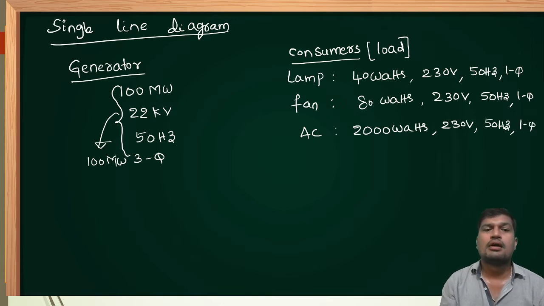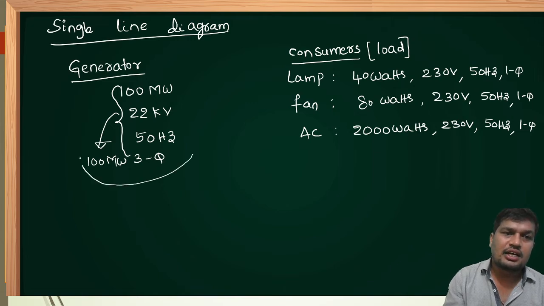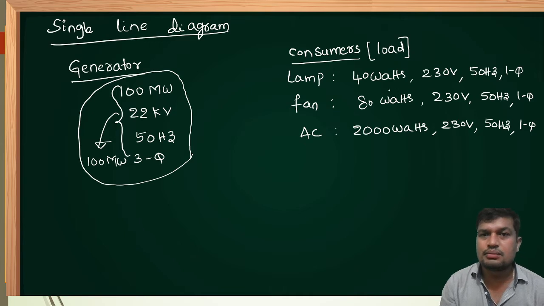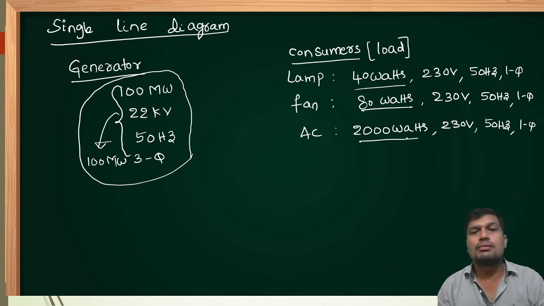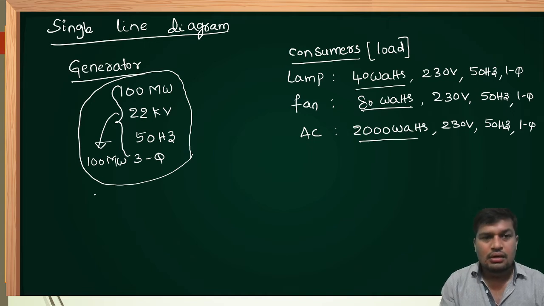Okay. Now whatever power is generated by the generator, 100 megawatts, is going to be consumed by the lamp as 40 watts, by the fan as 80 watts, and by the AC as 2000 watts. Now the amount of power generated by the generator is 100 megawatts, or we can say the lamp consumes 40 watts, the fan consumes 80 watts, or the AC consumes 2000 watts.